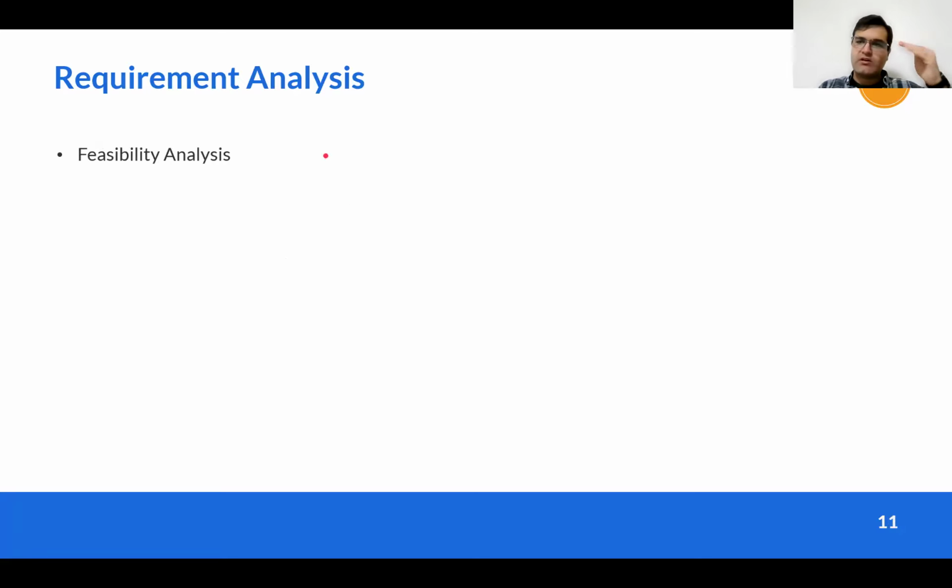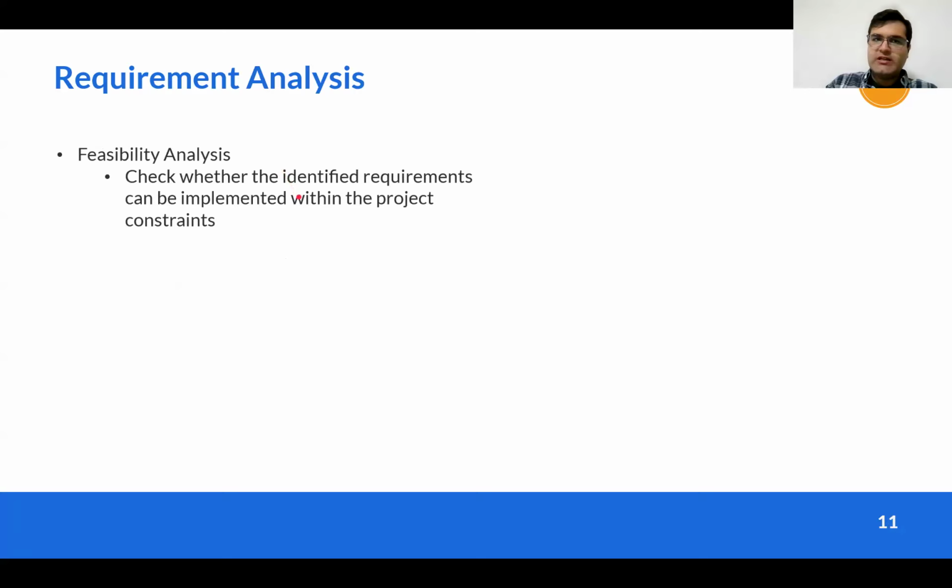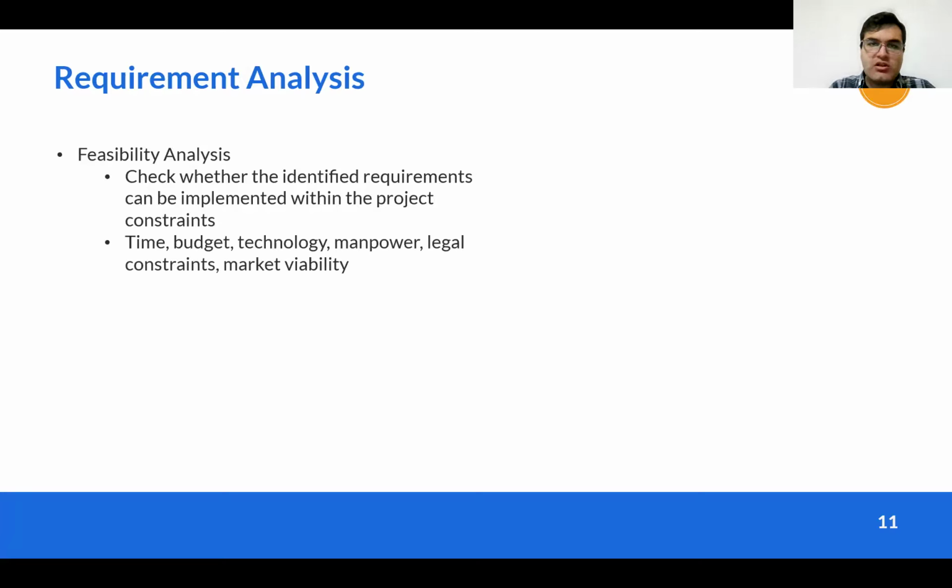Okay, so there are different types of analysis that you can do for your requirements. The first one is feasibility analysis. In feasibility analysis, you check whether the requirements that you identified can be implemented within the constraints that you have, right? It could be budget, it could be time, it could be resources, right? Is it feasible? Is it possible or practical for you to be implementing these requirements? Time, budget, technology, manpower, legal constraints, market viability, right?